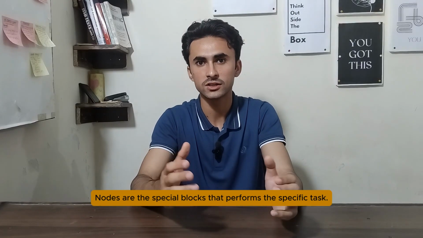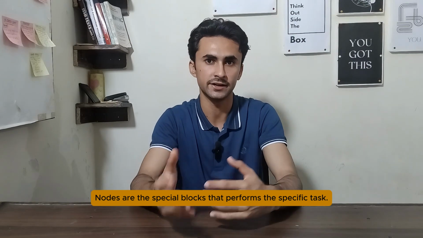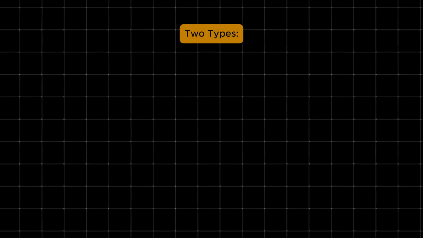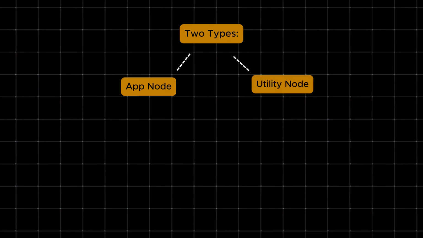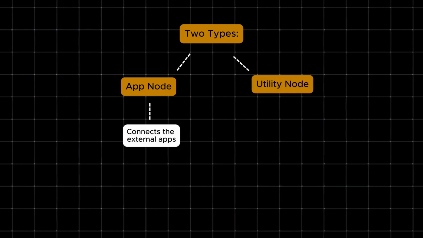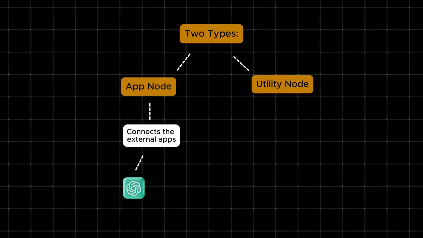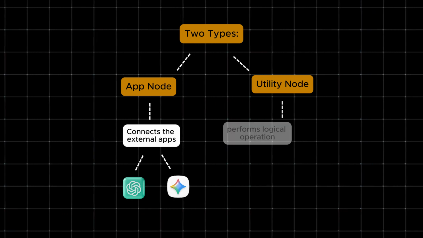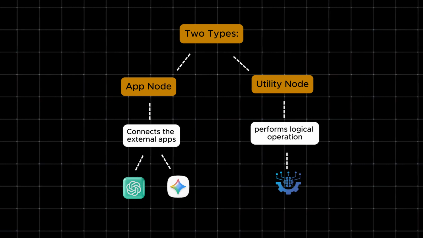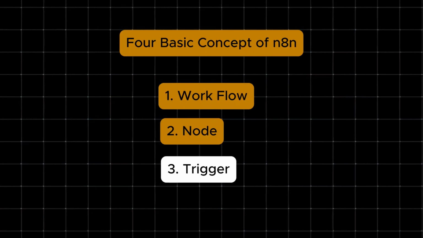Second, we have the node. If the workflow is the factory, then nodes are the special workers inside it. So basically a node is a single block that is designed to perform a single task. In simple words, everything inside the workflow is known as a node. Here we have two types of nodes, app node and utility node. An app node connects external services to n8n, like for example OpenAI, Gemini, and a utility node performs logical operations like filtering data.